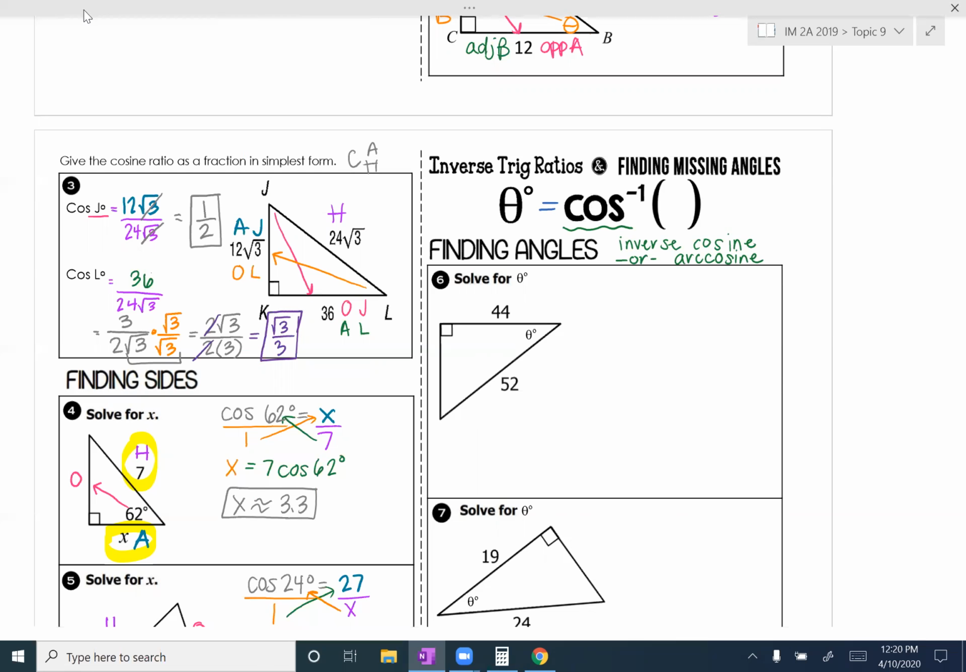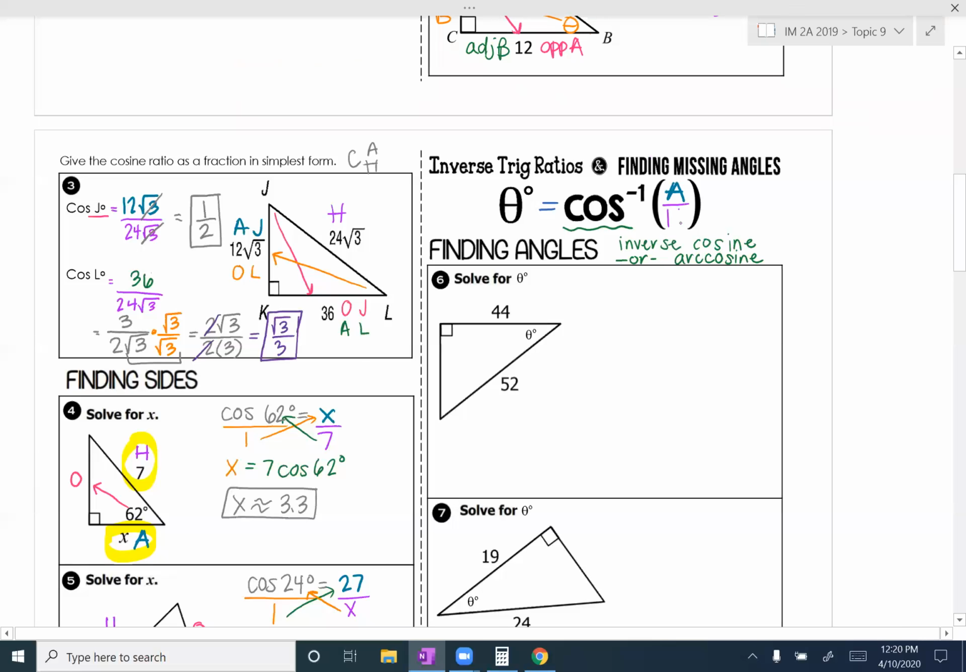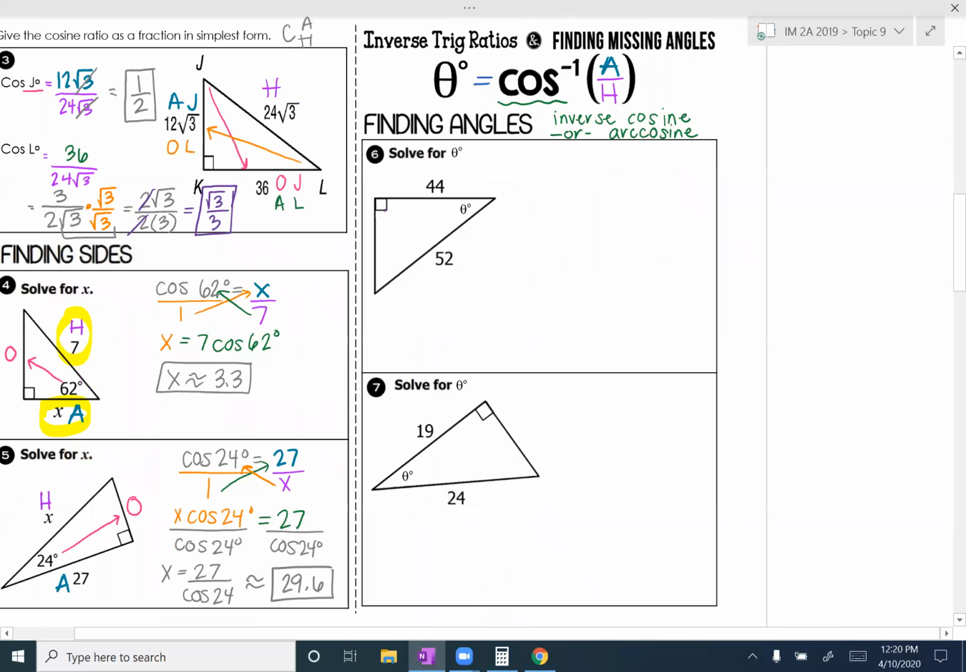Remember, since cosine is adjacent over hypotenuse, that means to find theta, when I know the adjacent side and the hypotenuse, I'm going to use inverse cosine to calculate that. So for this triangle, we're going to start with identifying the hypotenuse. I'm just going to do that for both of these here. So I have the right angle, that means this is my hypotenuse. For number 7, same thing. That means that 24 is my hypotenuse, across from the right angle.